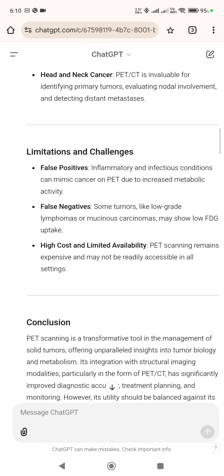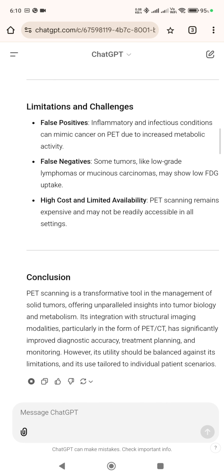Conclusion. PET scanning is a transformative tool in the management of solid tumors, offering unparalleled insights into tumor biology and metabolism. Its integration with structural imaging modalities, particularly in the form of PET-CT, has significantly improved diagnostic accuracy, treatment planning, and monitoring. However, its utility should be balanced against its limitations, and its use tailored to individual patient scenarios.